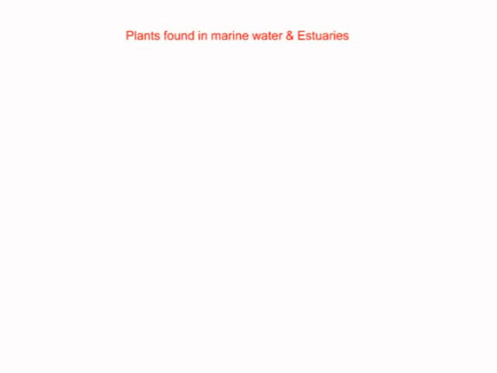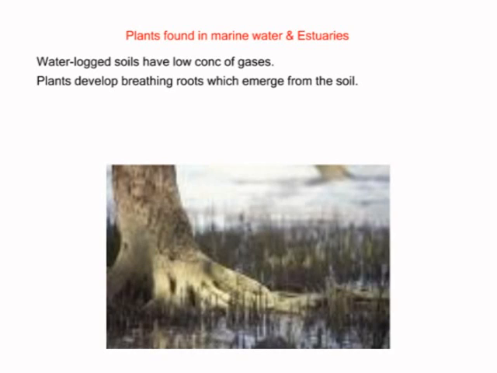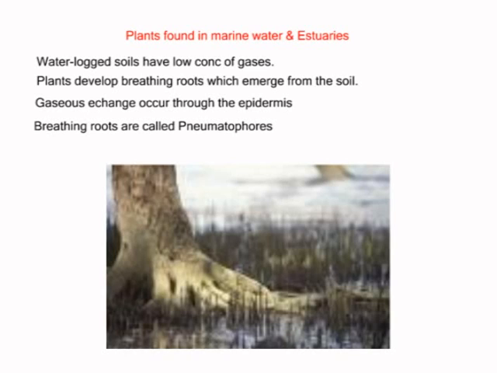Gaseous exchange in plants found in marine water and estuaries. Waterlogged soils have low concentration of gases. Plants growing in such soils develop breathing roots which emerge from the soil. Gaseous exchange occurs through the epidermis. These roots are called pneumatophores.